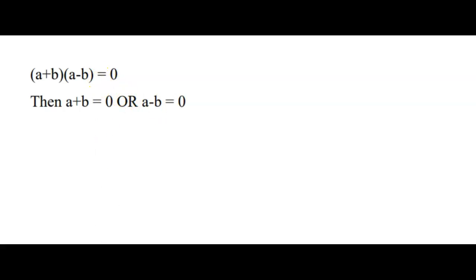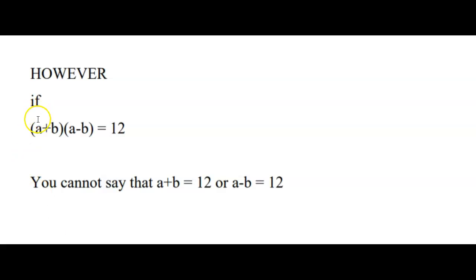What if it was equal to something else? Let's say a plus b, the first thing, times the second thing equals 12. You can't then say that one of these has to equal 12. Why? Because a plus b could be 3 and a minus b could be 4. A plus b could be 6, a minus b could be 2. A plus b could be 1 and a minus b might be 12. There's many, many different things. So there's nothing that guarantees, a plus b could be 24 and a minus b could be 1/2. There's nothing that guarantees one of these has to be 12.